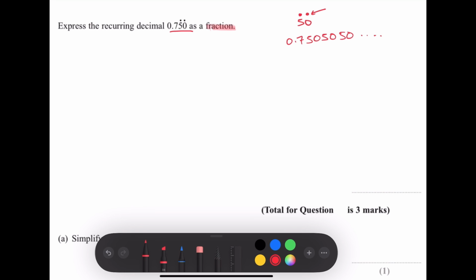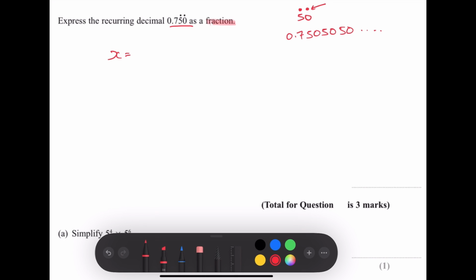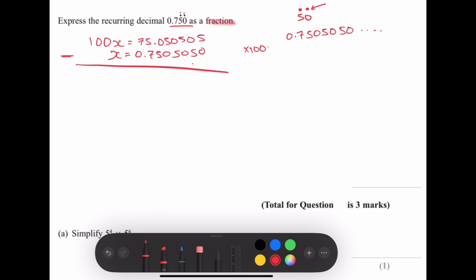So what we do is we make x 0.750. This of course will go on. Now because there's two recurring numbers, I'm going to times this by 100. So this means it will be 100x, because whatever you times on one side, you have to times the other side, and this will be 75.050505.